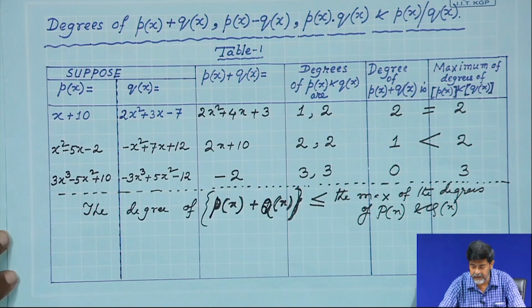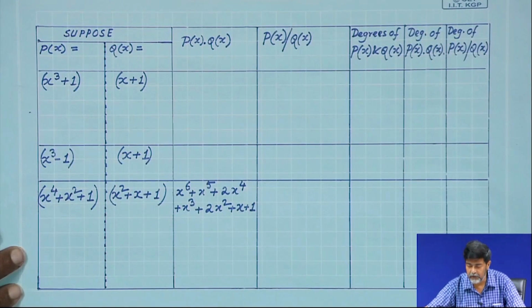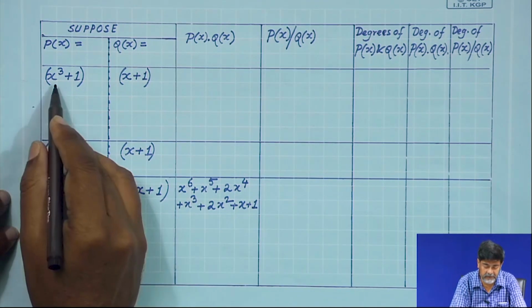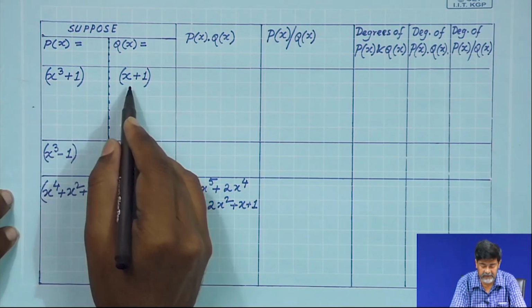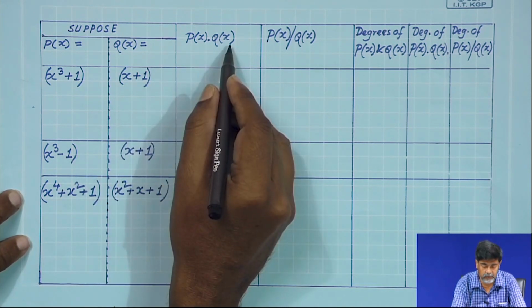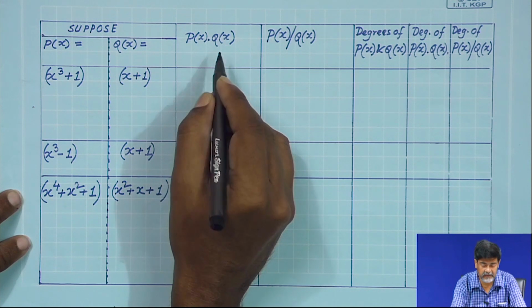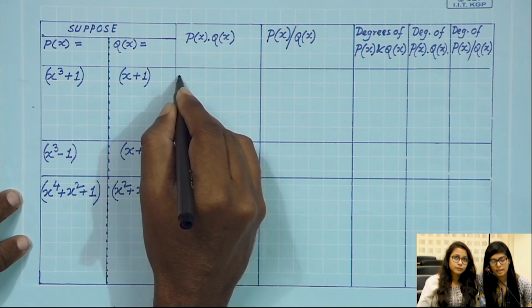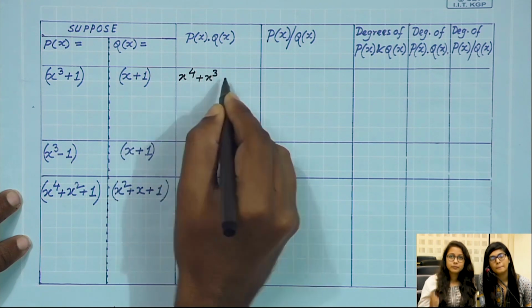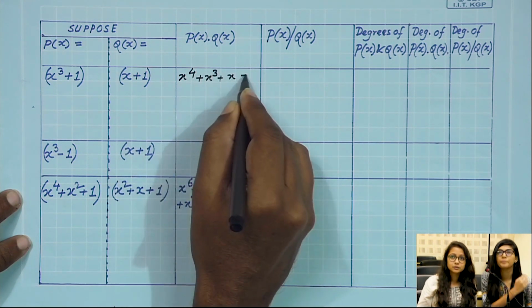Now, we are considering the product of two polynomials P(x) and Q(x). We are taking two simple polynomials. The first one is cubic and the second is of degree 1. Then what is P(x) into Q(x)? Just do it and tell me the result. P(x) into Q(x) is x to the power 4 plus x cube plus x plus 1.